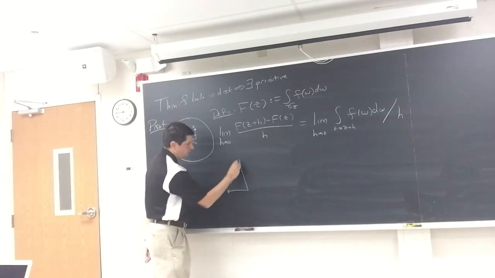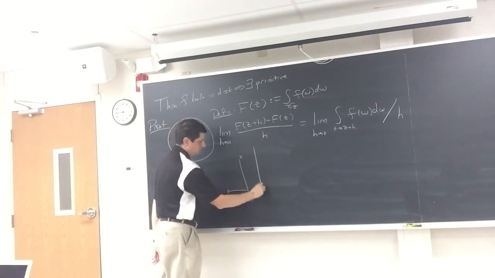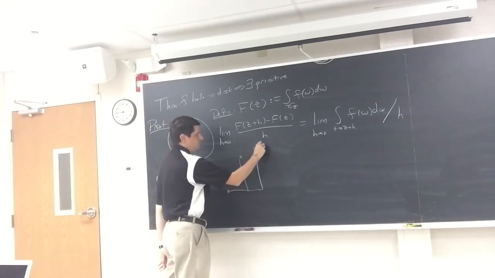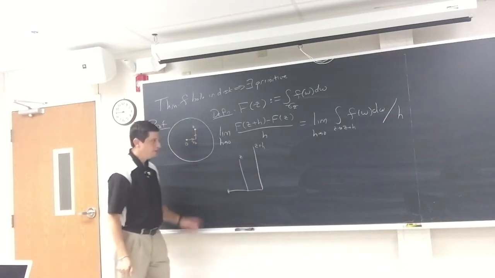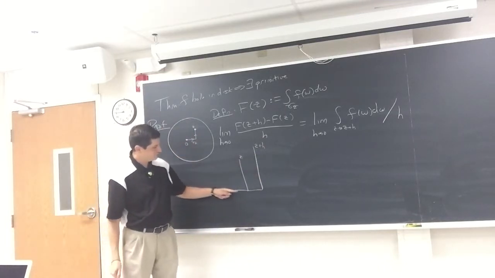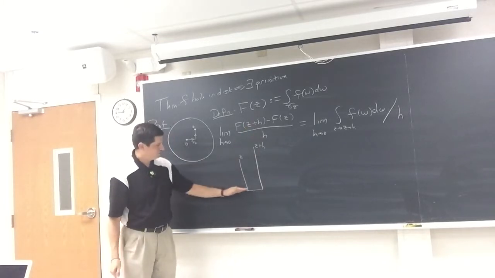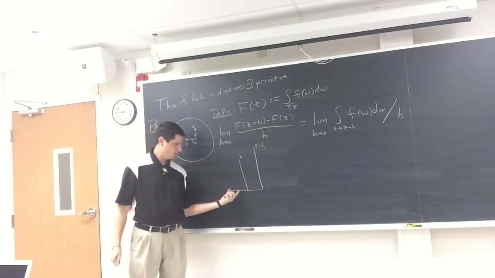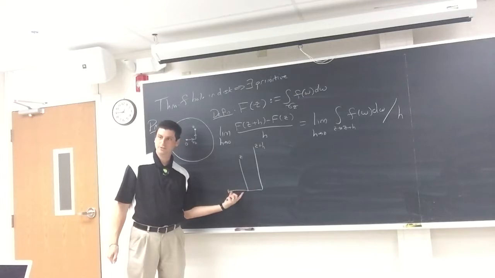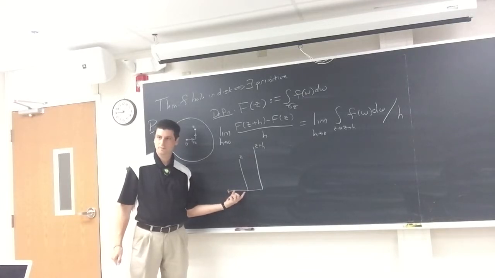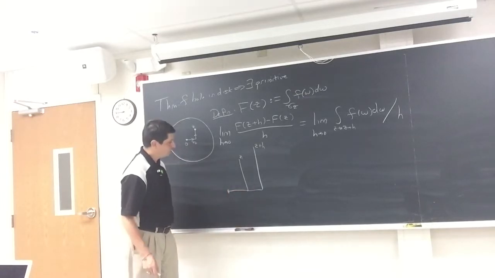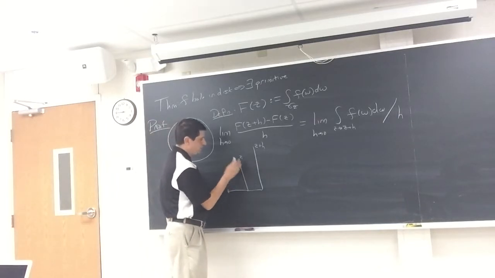So here's 0, here's z plus h. Technically, f of z plus h is integrating all the way horizontally and then up vertically. F of z is integrating like that. So if we subtract, this segment would be canceled. So let's think about what's going on. We're going to play the game of adding 0.